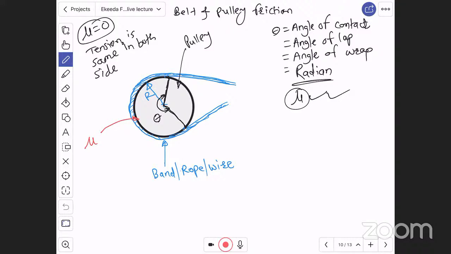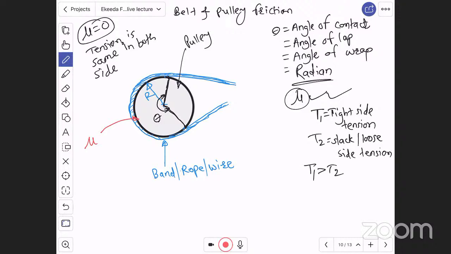Let us say T1 is the tight side tension, and T2 is the slack side tension. Slack is also called loose side tension. And always the tight side tension must be more than the slack side tension. T1 is always more than T2. This is the relation. Now, how to identify the tight side and slack side? That I have to see.